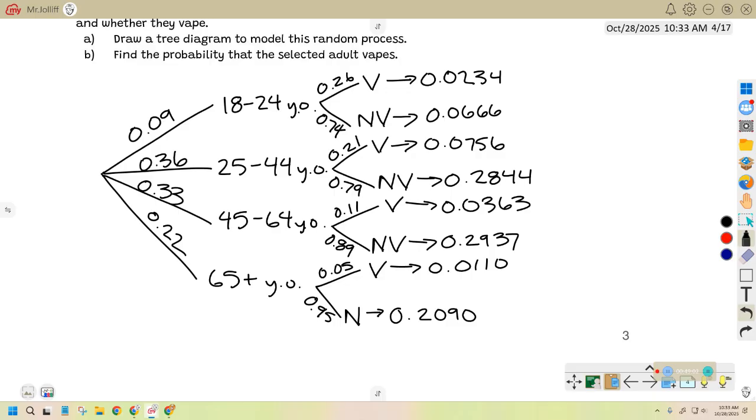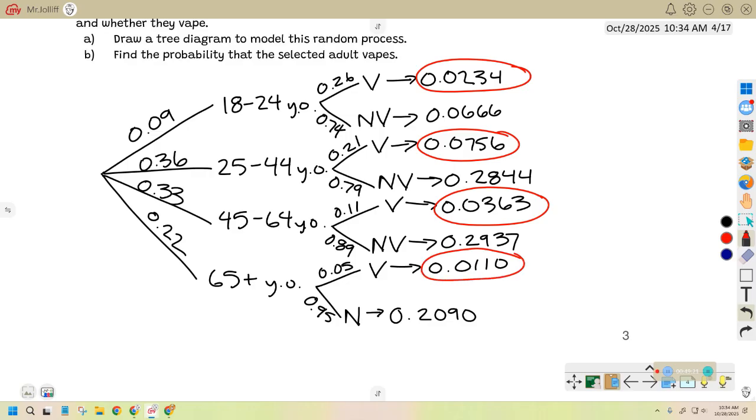Out of those outcomes, how many of them represent people who vape? Should be 4, right? 1 from each branch, because that's the question. Randomly selected adult vapes. Vape, vape, vape, vape. Before you leave, what are we going to do with those probabilities? Add. Very good. We'll pick up where we left off today, tomorrow.